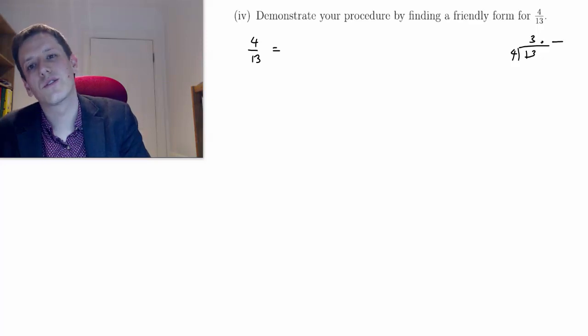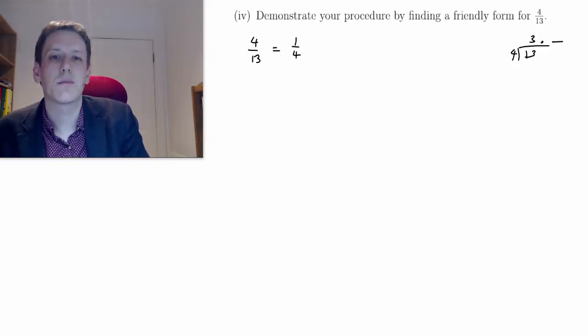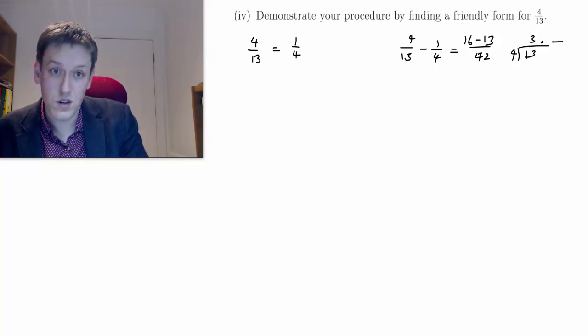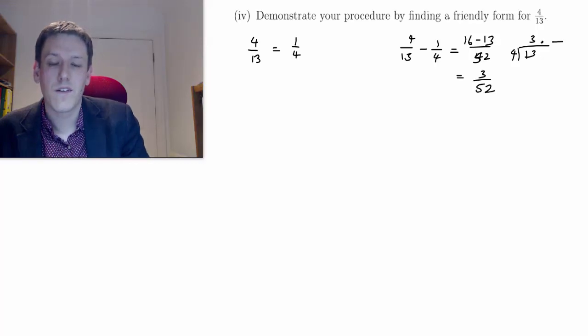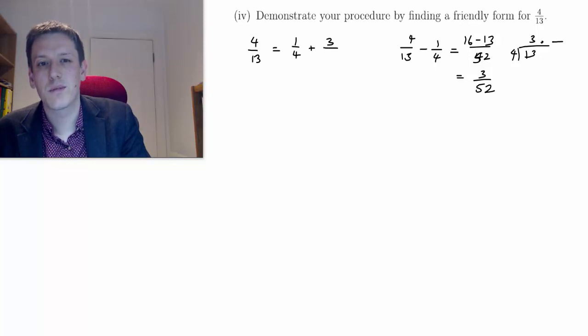Okay, so I've got 1/4 as my first step, and on the side here maybe I'm going to just work out what 4/13 minus 1/4 is. That's 16 minus 13 over 13 times 4, which is 52. So that's 3/52, which doesn't simplify down, but it means I get 1/4 plus 3/52, and we see, as we did before in the first part, this numerator is decreasing.